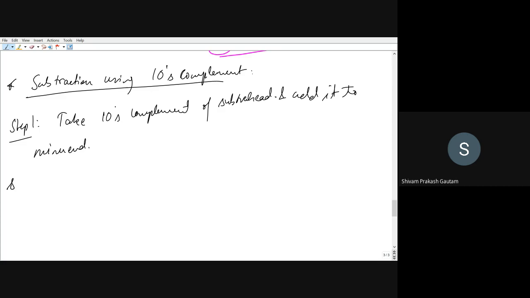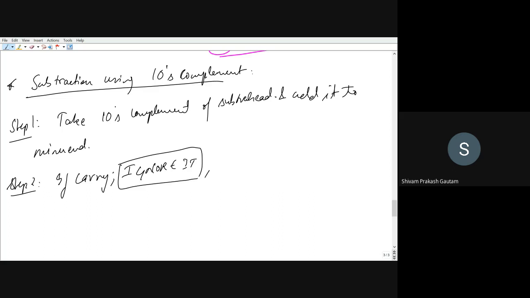Step 2. Again, there will be 2 cases. If there is carry, then we have to ignore it. If there is carry, we have to ignore it. What does carry indicate? That our answer is positive. I'm writing it in short. Answer is positive, and the result obtained is the final answer.